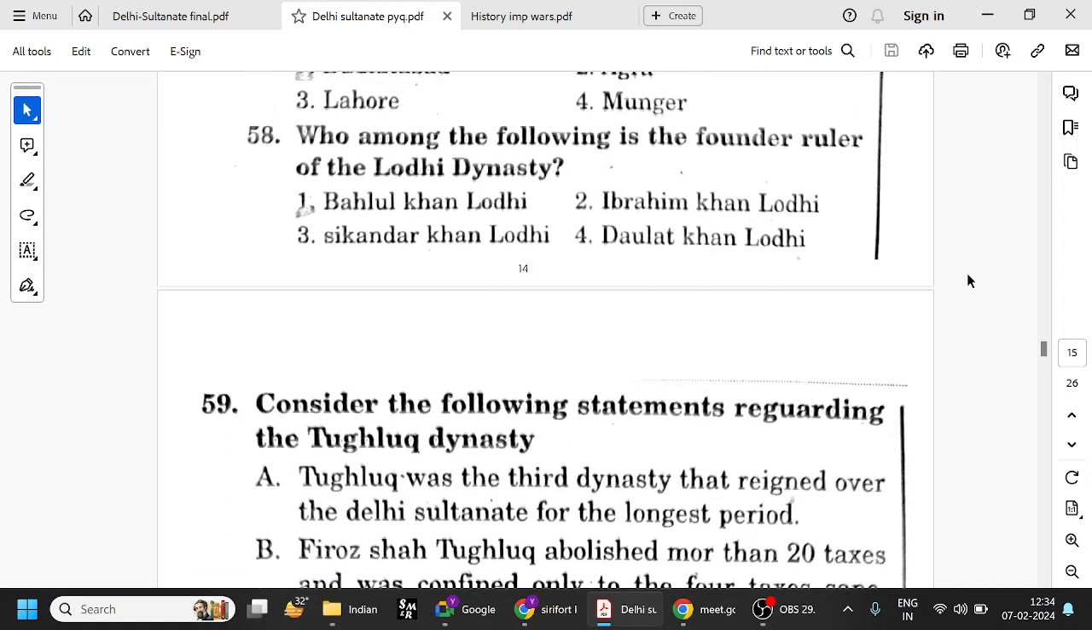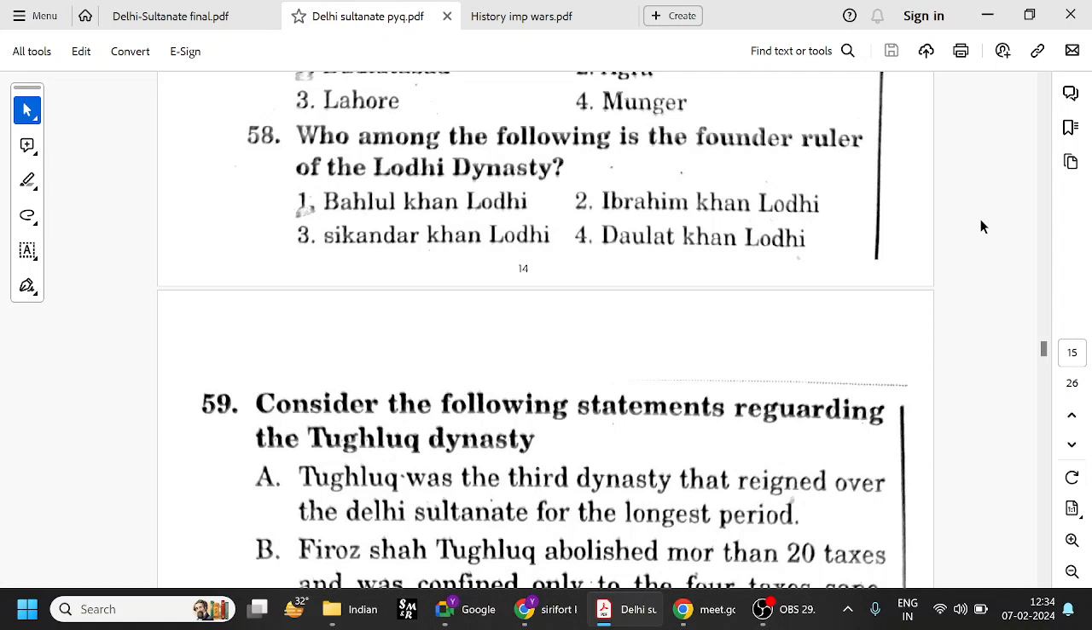So who among the following is the founder of the Lodi dynasty? Bahlul Khan Lodi is the founder, and one of the prominent rulers is Sikandar Khan Lodi, and the last ruler is Ibrahim Khan Lodi. Ibrahim Khan Lodi's governor invited Babur, and Ibrahim Khan Lodi was defeated by Babur in the Battle of Panipat.